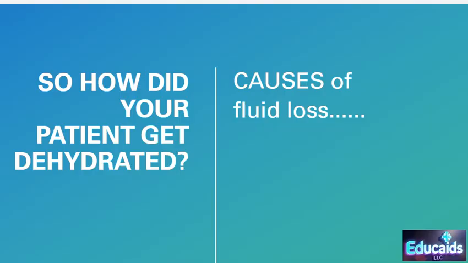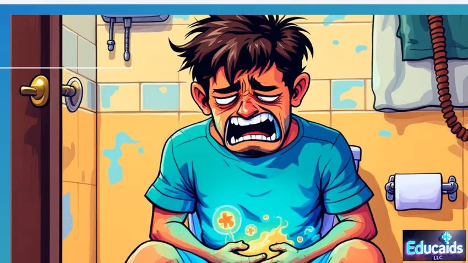So how did your patient get dehydrated? The causes of fluid losses. A few of these you're probably going to be familiar with firsthand. So our first patient, how do you think this guy got dehydrated? Probably ate some food that was less than healthy, and now he has vomiting and diarrhea. So this is a method that we're losing more fluid than we normally would.